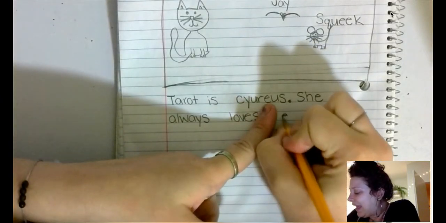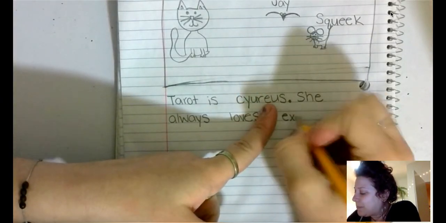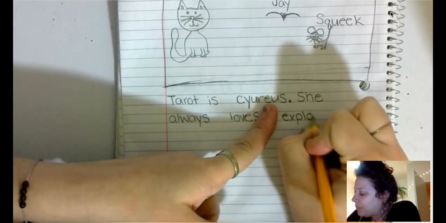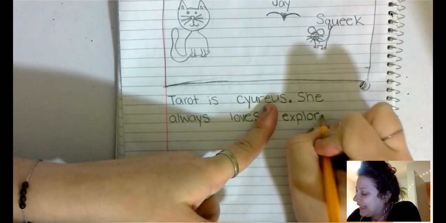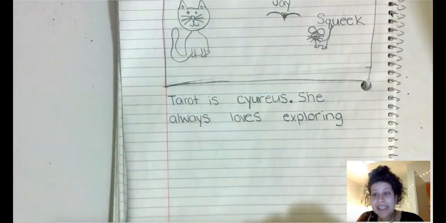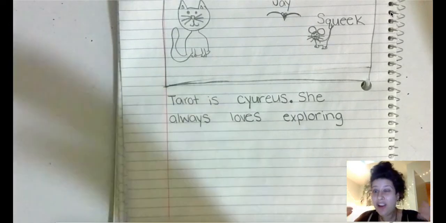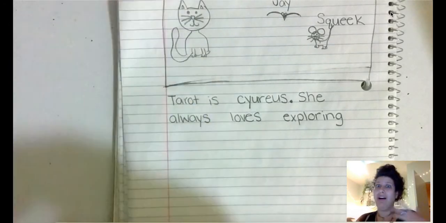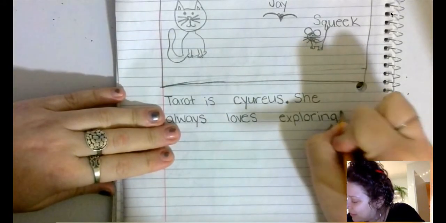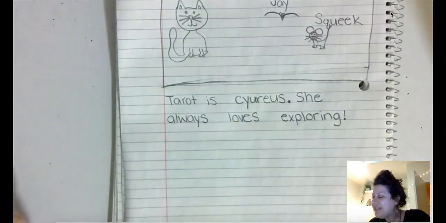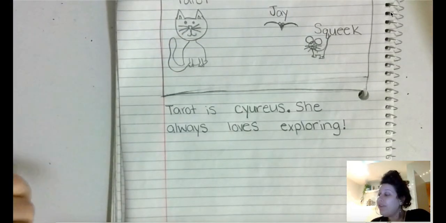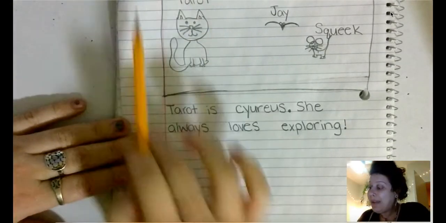She always loves exploring. Ooh, that's a big word. Ex, X. Explore. Exploring. Ing. She always loves exploring. And when I say that, I'm saying it like with a lot of emotion. She always loves exploring. So I'm going to add an exclamation point. Taro is curious. She always loves exploring. All right, I wrote my 2 sentences about my main character.